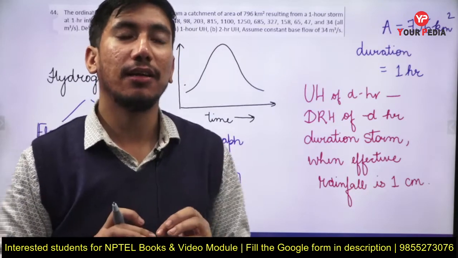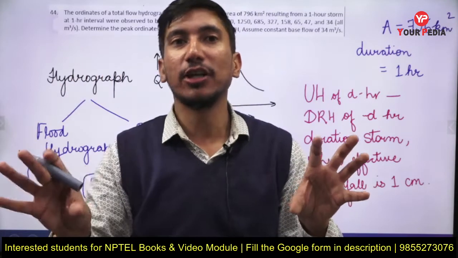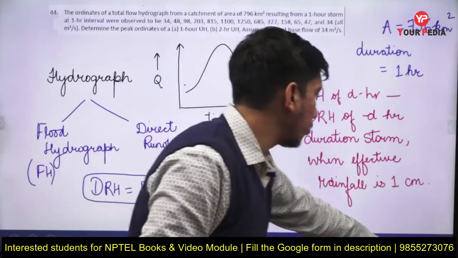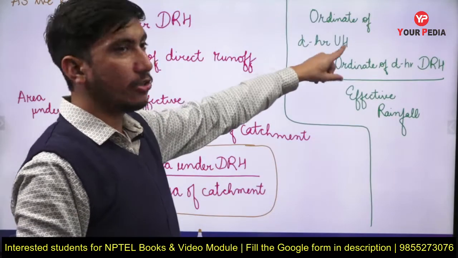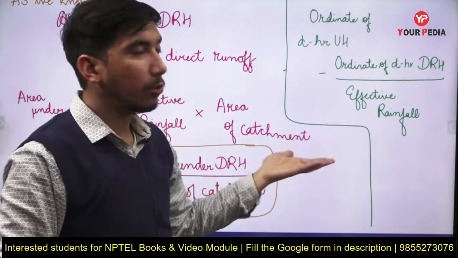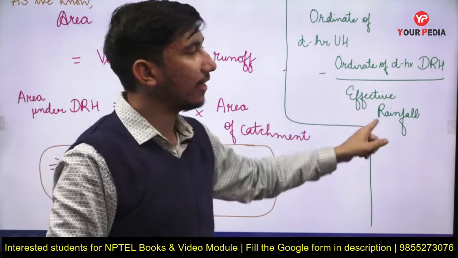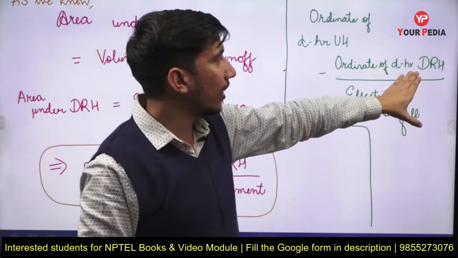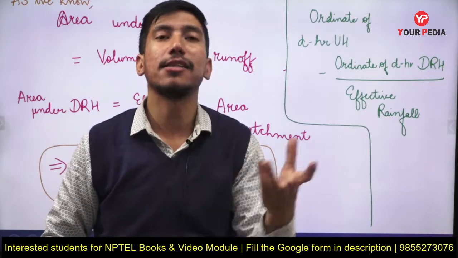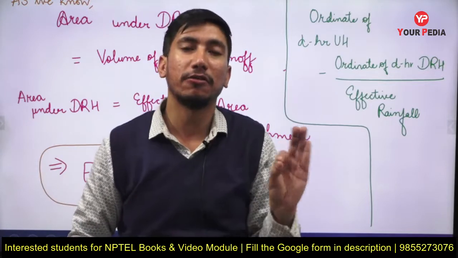Now we will look at the relationship between the direct runoff hydrograph and the unit hydrograph. So how can we convert this into this? Let us look at that relationship. The ordinate of a D-hour unit hydrograph will be equal to the ordinate of the D-hour direct runoff hydrograph divided by the effective rainfall, because this will have some amount of rainfall, some amount of x centimeter of effective rainfall, but this is having only 1 centimeter of effective rainfall.